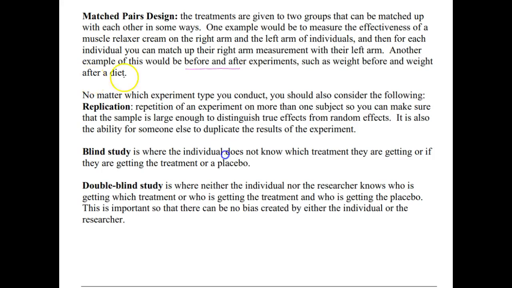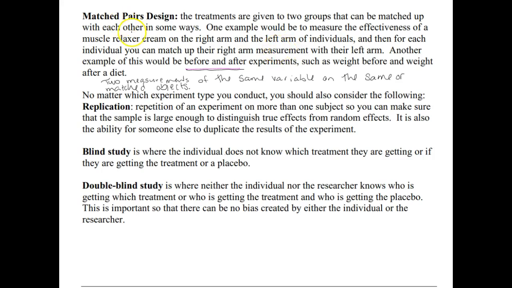Okay, so for matched pairs, we have two measurements of the same variable on the same or matched objects. So in the two examples they gave here, we would have had two measurements on the same individual, before and after on the same individual here. Here there's one on the right arm and the left arm, so again, two measurements on the same individual.